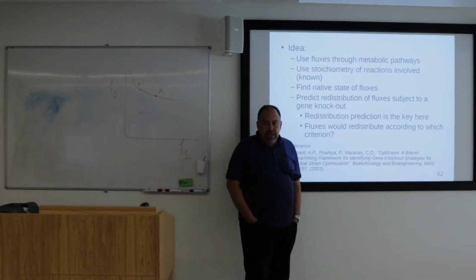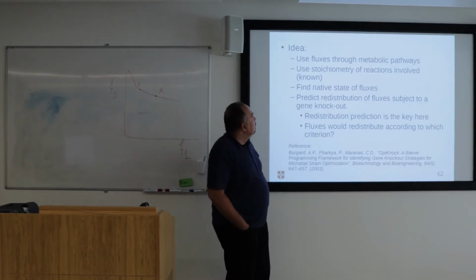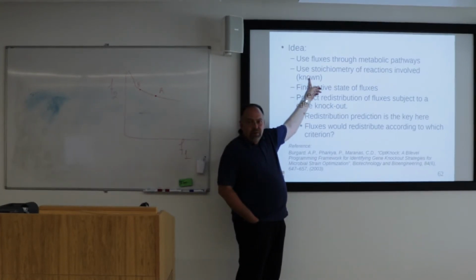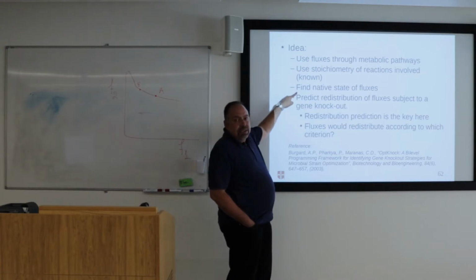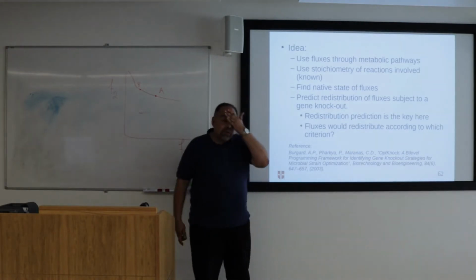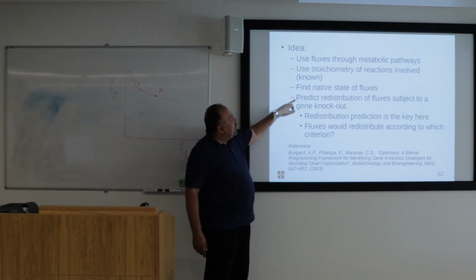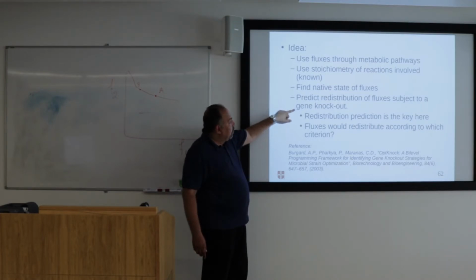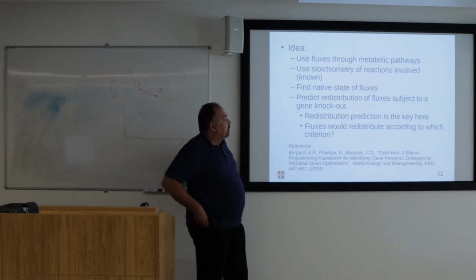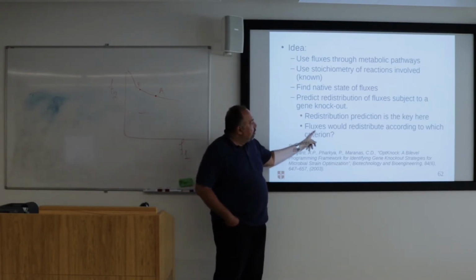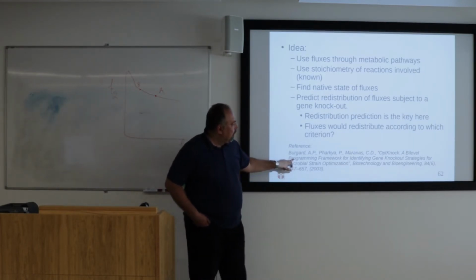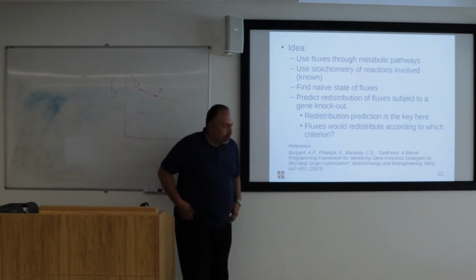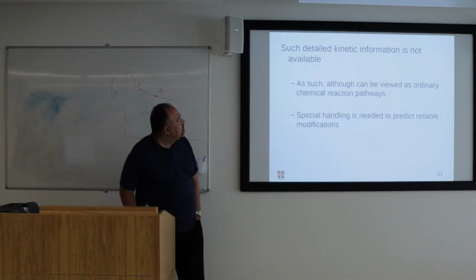So the idea is the following. Use fluxes or rates of reactions through metabolic pathways by using the stoichiometry of reactions involved without kinetics, so it's like pseudo-steady state. Find native states of the fluxes by measuring some rates and predict redistribution of fluxes subject to gene knockout. And the redistribution prediction is the key here. The fluxes will redistribute according to what criterion? And this is a reference here in the work of Maranas and others. OptKnock is a famous approach they used.